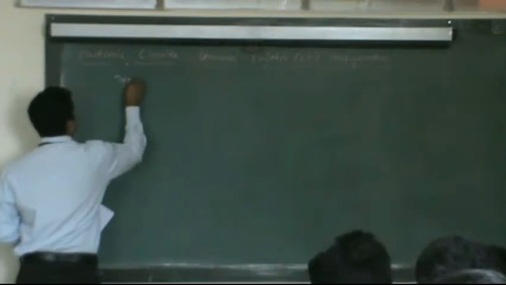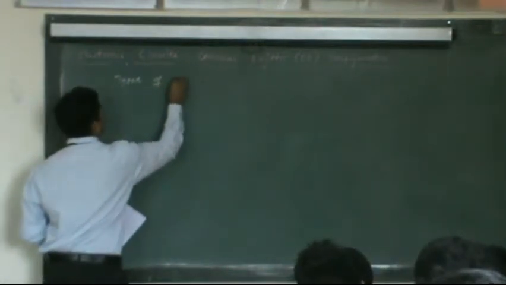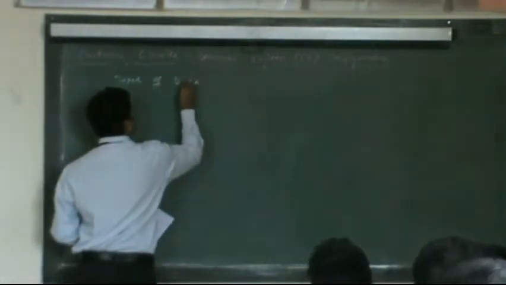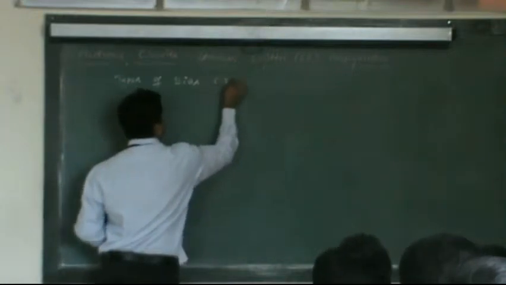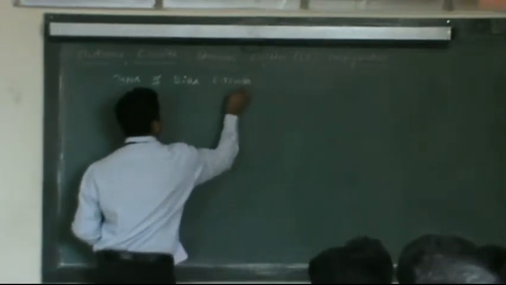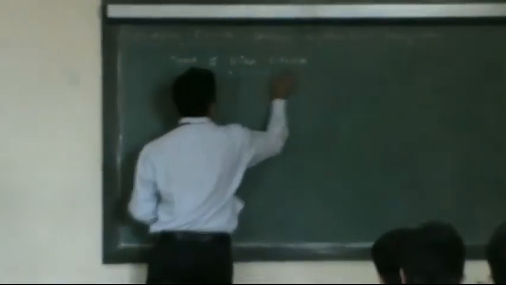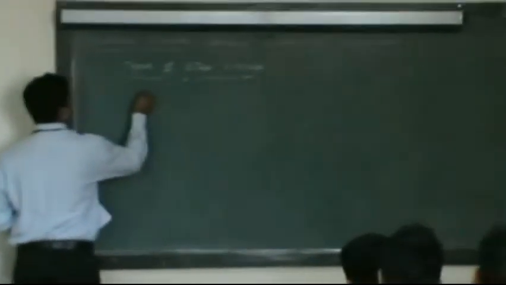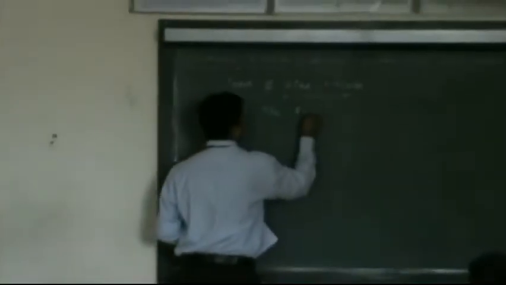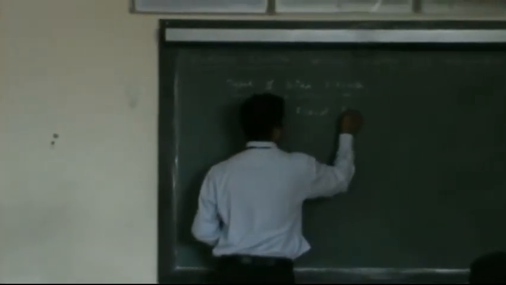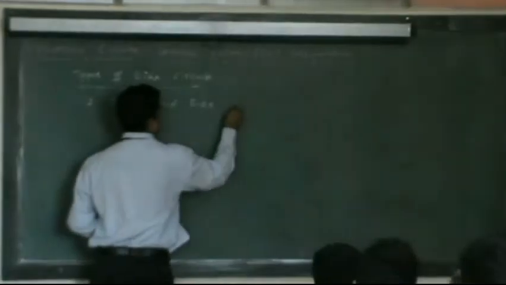This is one of the most widely preferred types of configurations. In this common emitter configuration, we are going to study various types of bias circuits. Among them, the first one is going to be the fixed bias circuit.